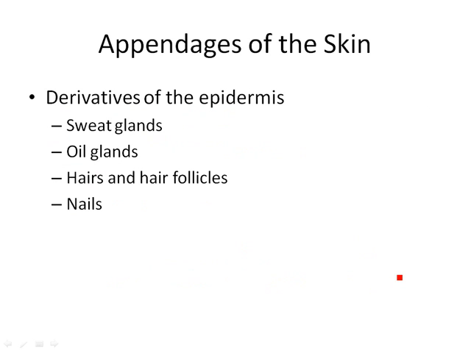Alright, now there's several things that we call appendages of the skin. So these are things that are kind of extra parts of the skin. We'll talk about those, and we'll go over this in the lab video as well. But the ones you need to know about are the sweat glands, the oil glands, hair, the follicles associated with hair, and the nails.